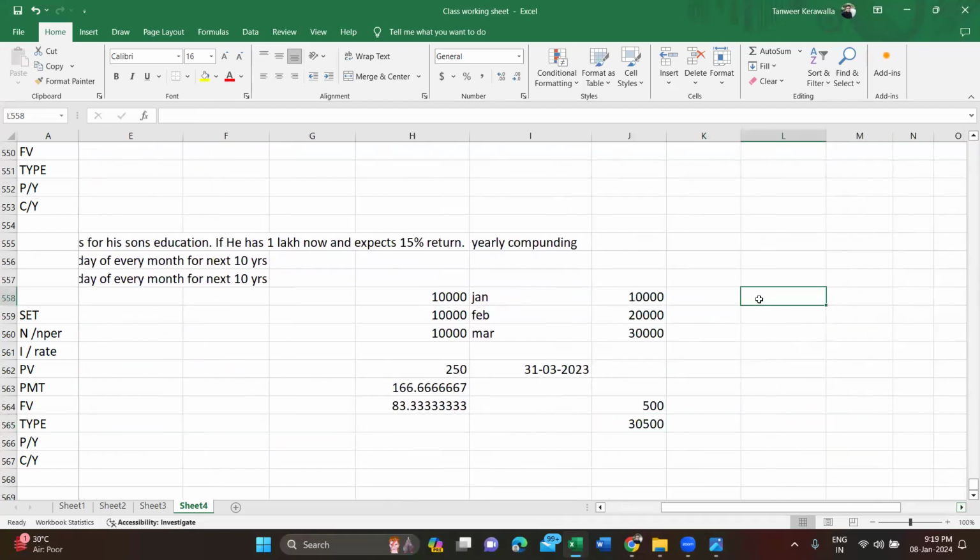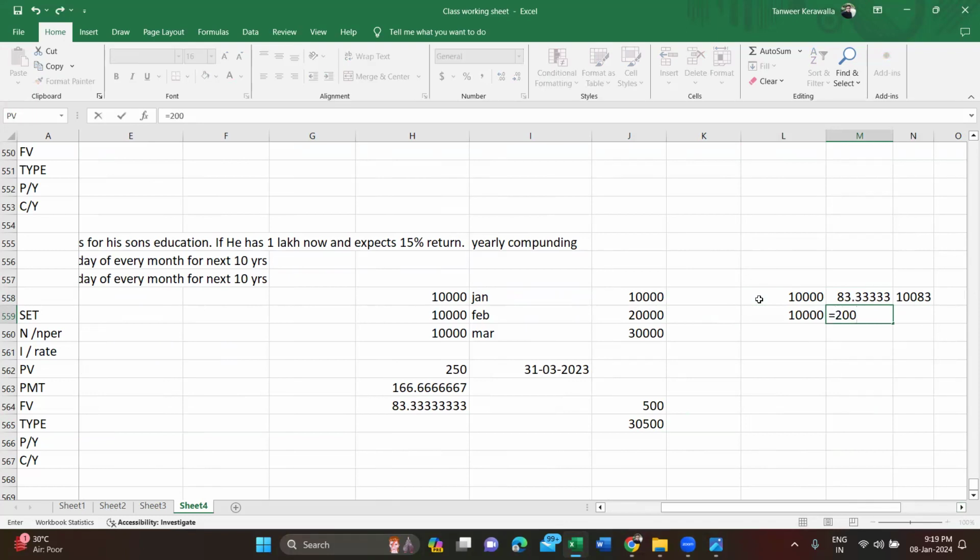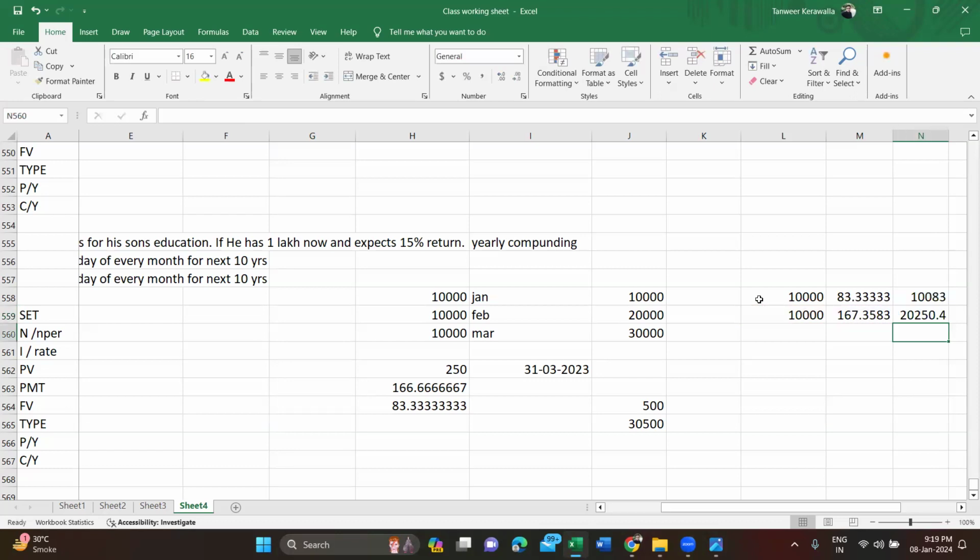Now with monthly compounding, 10,000 you invest in January. Then in January itself, interest is computed: 10,000 into 10% into 1 by 12, so 83. It becomes 10,083. Then in February you invest 10,000 again, so now it becomes 20,083. Interest on 20,083 into 10% into 1 by 12 is 167. It becomes 20,250.